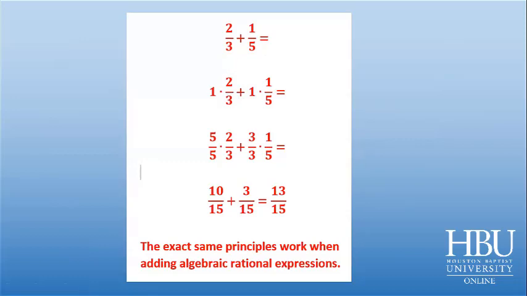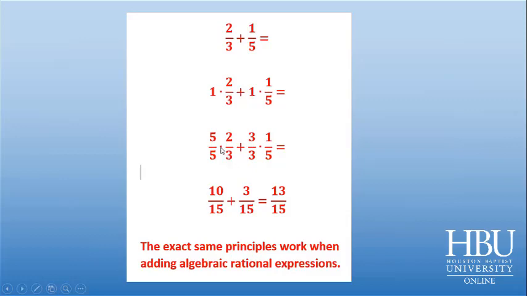I can rewrite 2/3 as 1 times 2/3. And I can rewrite 1/5 as 1 times 1/5. In the next step, I'm going to use another special property of the number 1. I'm going to rewrite 1 as 5 divided by 5. And I'm going to rewrite this other 1 as 3 divided by 3. Why would I do that?